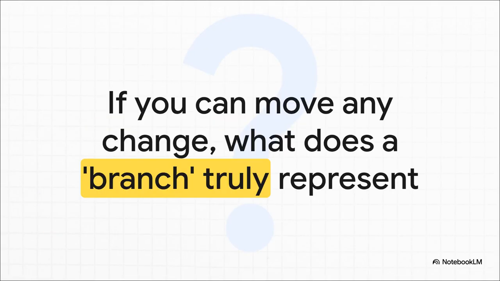And that leaves us with a pretty fascinating question to chew on. If a tool like cherry pick lets us move individual changes so freely between different lines of development, what does a branch even mean anymore? Is it just a temporary label, a suggestion, or is it something more fundamental? It's a question that really gets to the core of how we think about building software today.